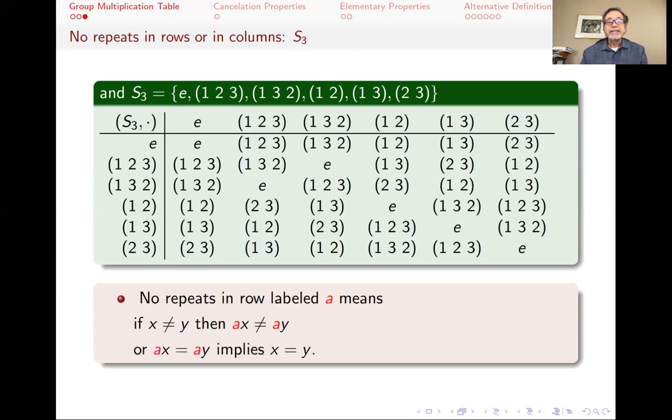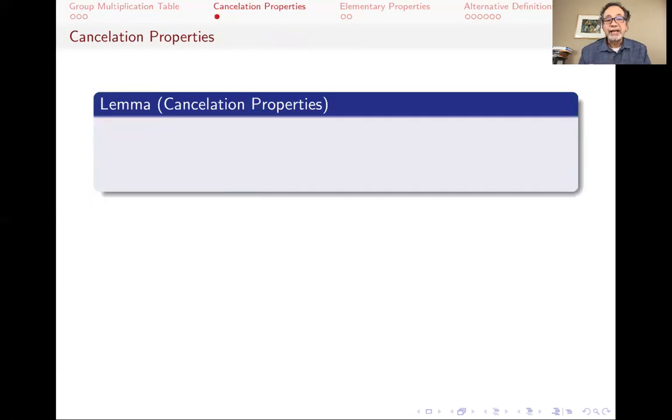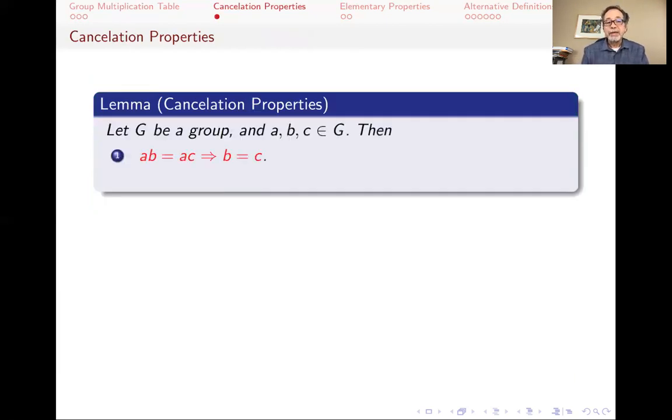The contrapositive is that if AX equals AY, then X equals Y, which brings us to cancellation. So to say that there are no repeats in every row is the same as saying that you can cancel on the left. To say that there are no repeats on any column, similarly, is the same as saying that you can cancel on the right, the cancellation properties. If you have a group, then I want to prove that AB equals AC implies that B equals C. You can cancel on the left, and you can also cancel on the right. BA equals CA implies that B equals C.